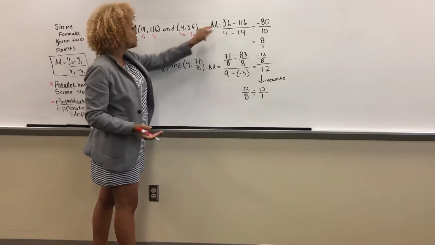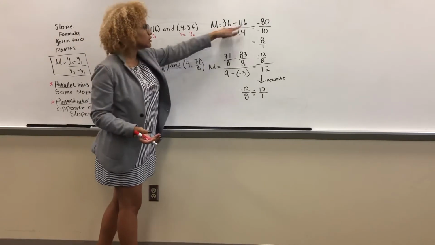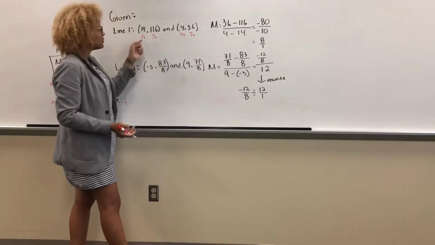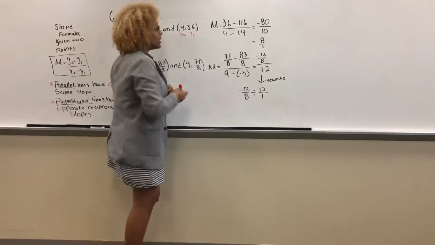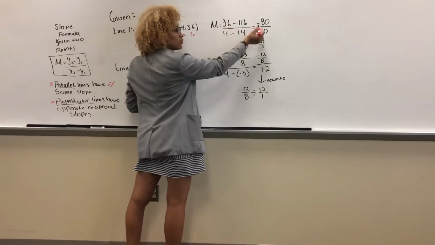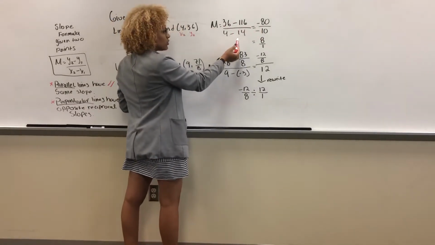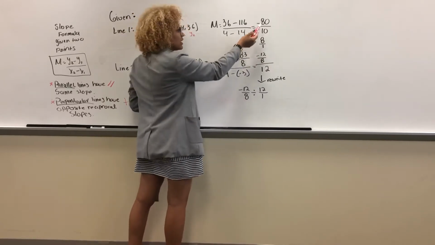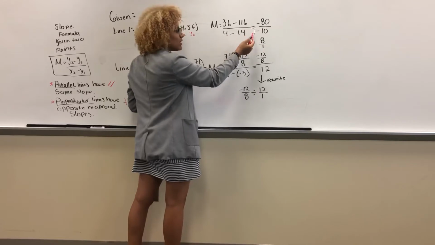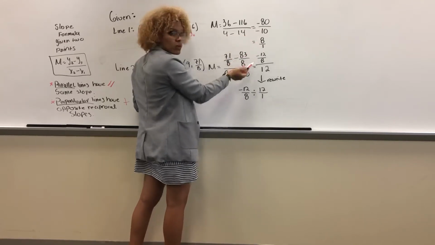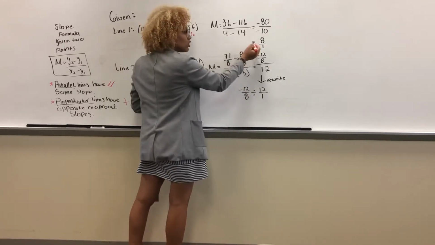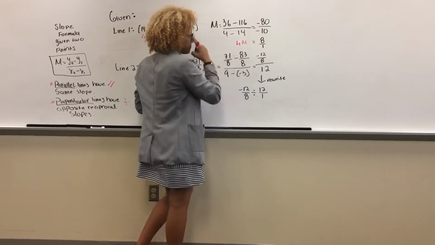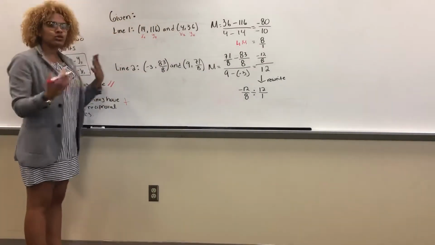Y2 is 36, minus y1, 16. X2 is 4, minus x1, 14. I have this here. Then 36 minus 16 gives you negative 80... 4 minus 14 gives you negative 10. If you simplify this, negative 80 divided by negative 10 gives you 8 over 1. Okay, so this is the slope for line 1.